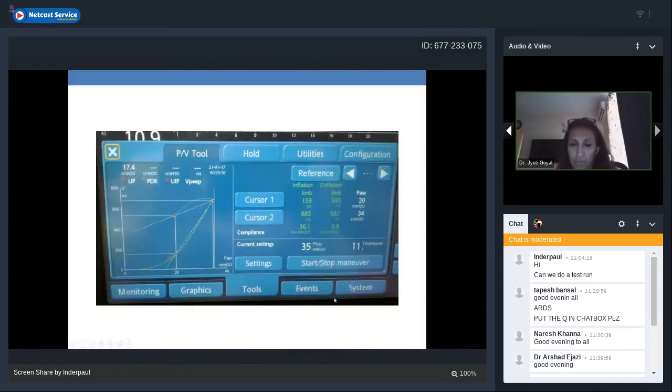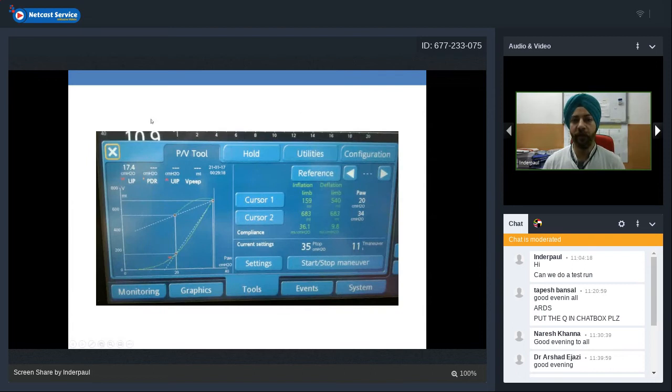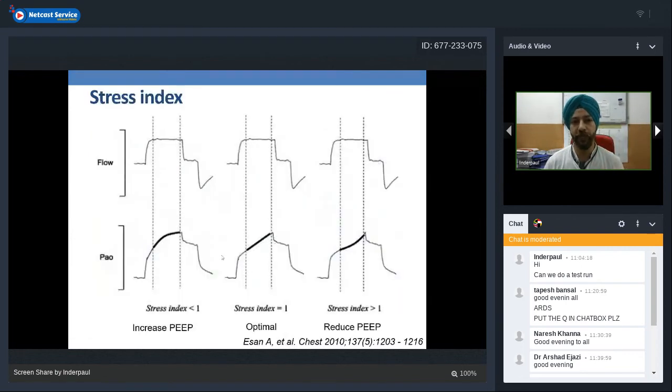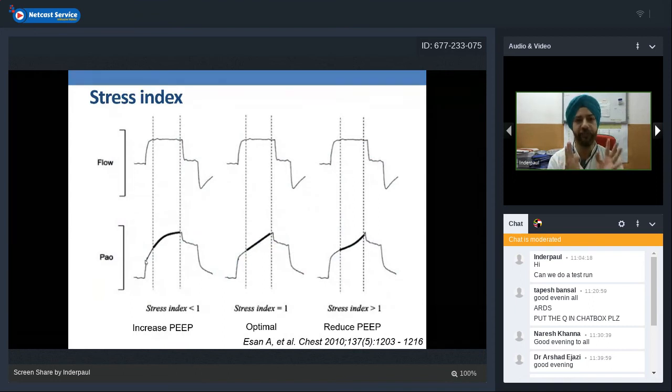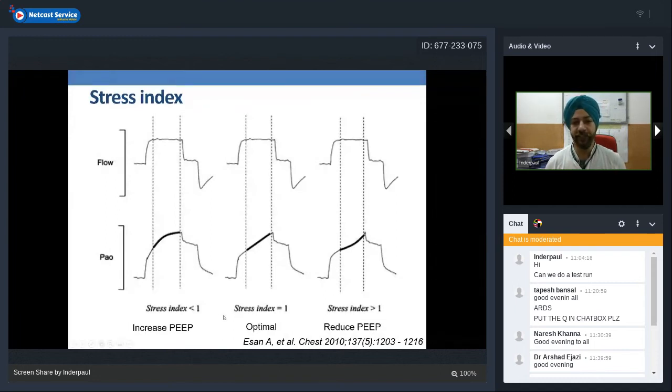So, like Dr. Bansal said, not all ventilators have this PV tool and allow you to do this. It should not hinder you from doing whatever you have with you. Another way to see is looking at the stress index. In stress index, you ventilate the patient on volume controlled ventilation. The patient should be completely paralyzed. You should be using a square waveform. The I/E ratio should be 1:2, and then you see what happens to the pressure curve.